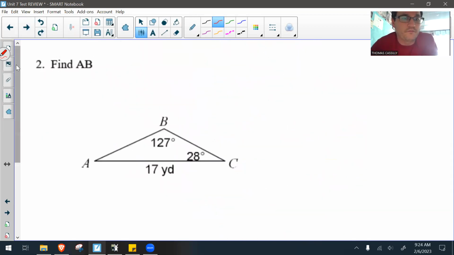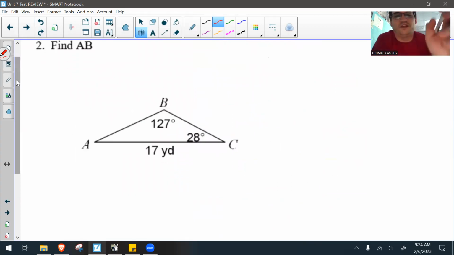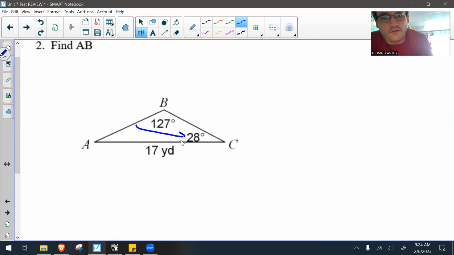Number two, kind of the opposite. We need to find AB, right? So AB is across from the 28-degree angle, and then the 17 is across from the 127-degree angle. So this is going to be another law of sines problem. Now, this is side length AB.